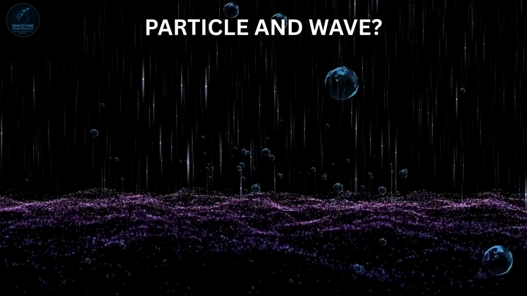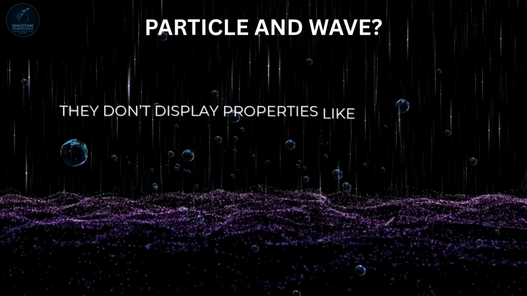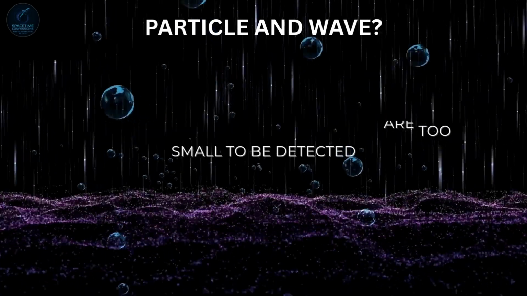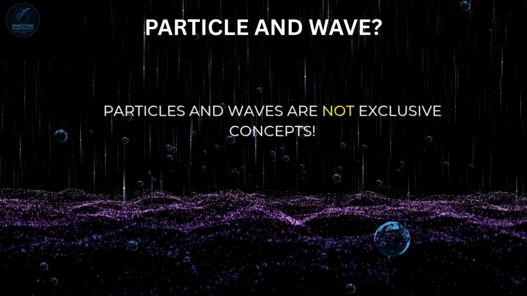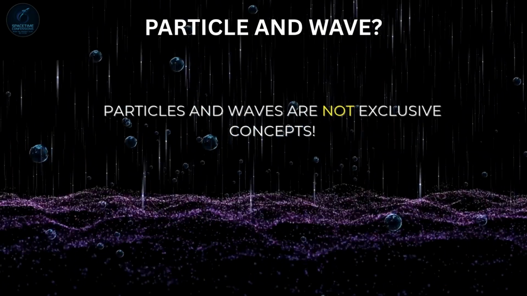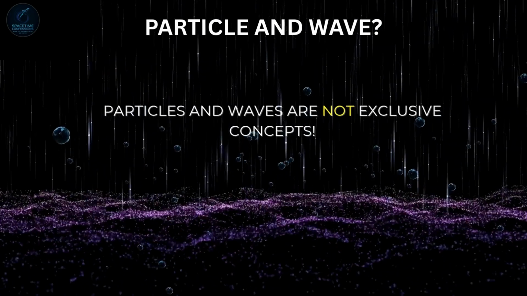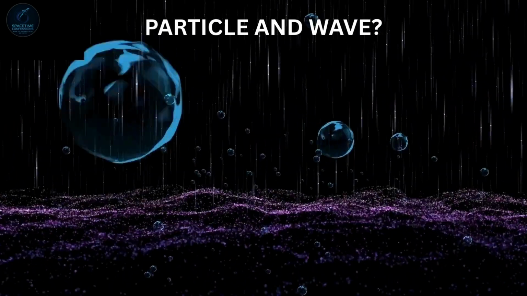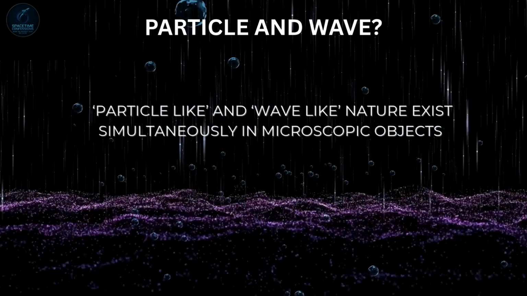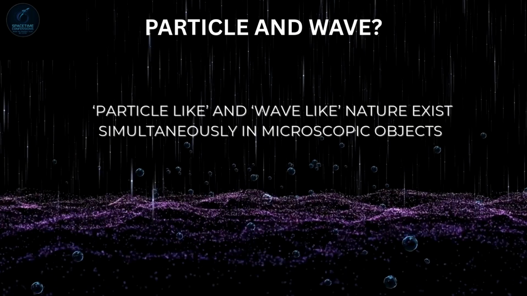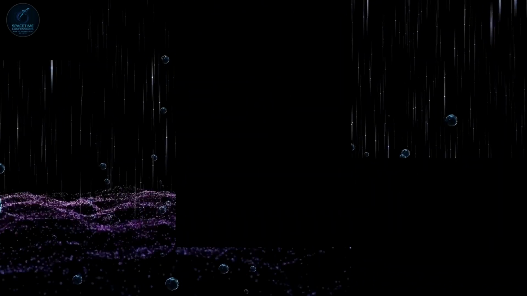In our macroscopic world, objects display properties like mass and charge, but not wavelength or frequency. Because of this, we have grown used to thinking that particle and wave are two separate, exclusive concepts. However, at the level of fundamental particles, these two ideas are not mutually exclusive. In fact, both wave-like and particle-like properties can and do exist simultaneously. Understanding this shift from macroscopic intuition to microscopic reality is the first step into the world of quantum physics.